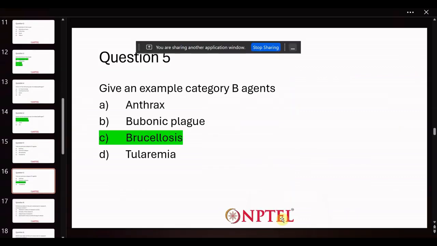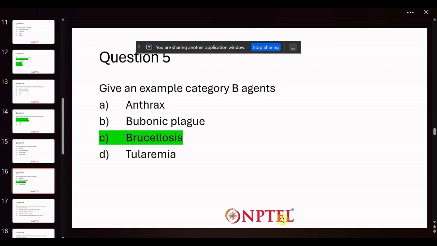So basically there are category A, category B and category C agents. Category A agents are the major agents which have to be addressed at that point of time. In case of category A agents, it is very difficult to actually fight them, and since they affect a large number of the population in a very short time, they are very difficult to manage.